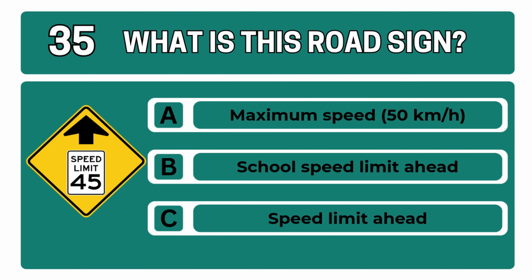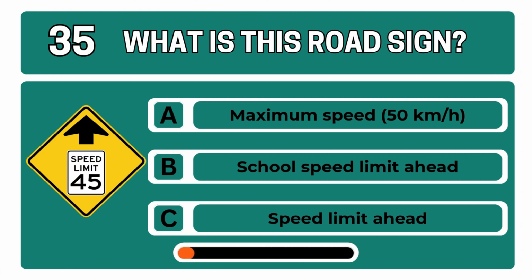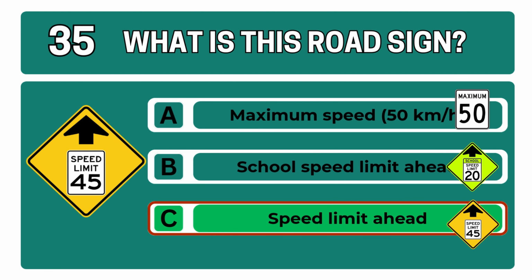Question 35. What is this road sign? A. Maximum speed, 50 kilometers per hour. B. School speed limit ahead. C. Speed limit ahead. The answer is C. Speed limit ahead.